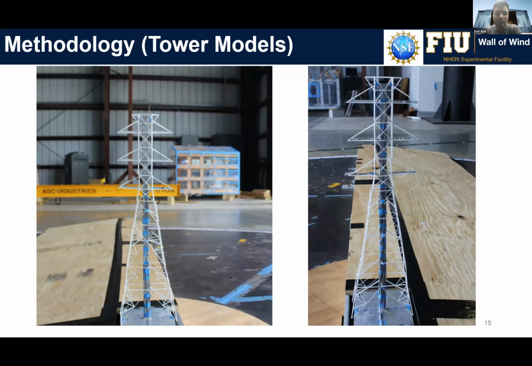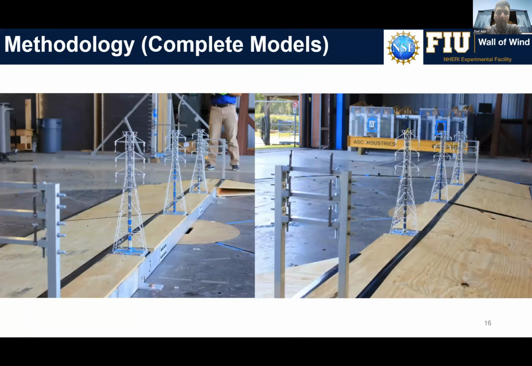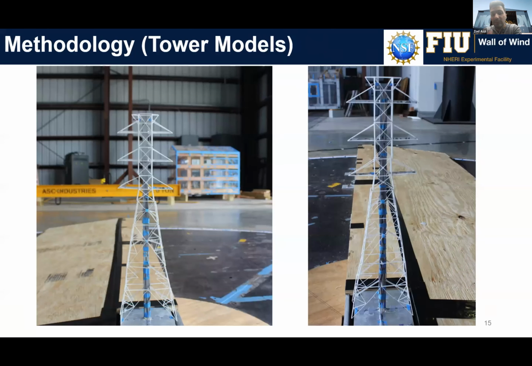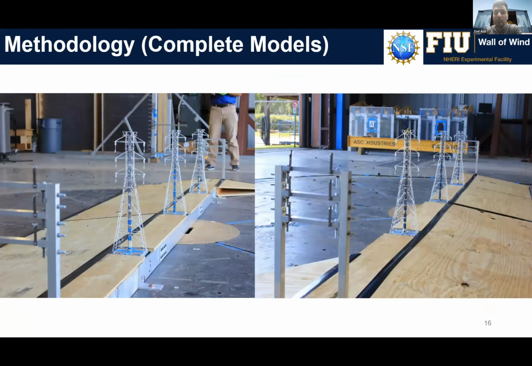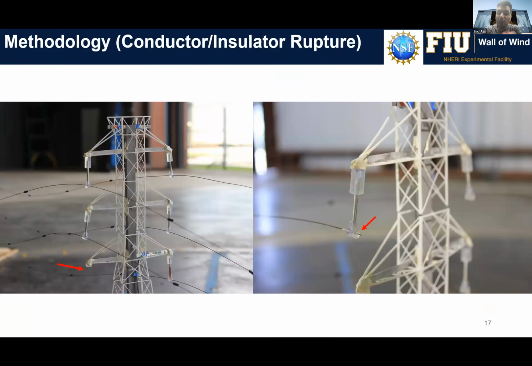These are some pictures of the finished tower. These are some pictures of the finished or the entire transmission line system. This was phase 1, this is phase 2, and this is phase 3. So in phase 3, we decided to cut one insulator and determine what the effects are on the transmission line itself, and also cut one conductor and see what these effects are.